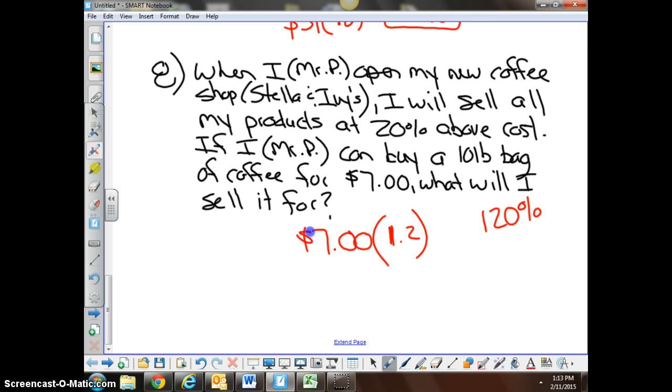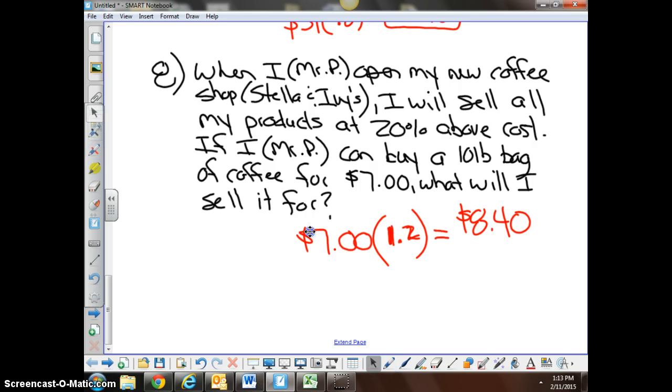So if I bought it for $7 and I want to charge 20% more, I'm going to sell it for 120%, which we know 120%, as Jakai told us, is 1.2. Does everybody see where I got my 1.2 from? So what is $7 times 1.2? So I'm going to sell my bag of 10-pound coffee for $8.40. I'm going to sell it for 120% of what I bought it for. Should I make money? Yeah, $1.40 in every bag I sell.